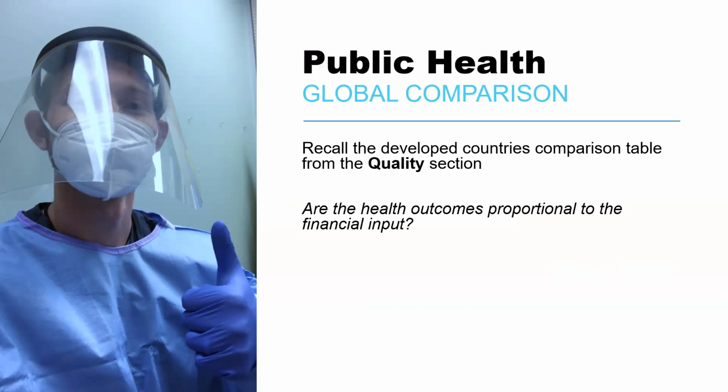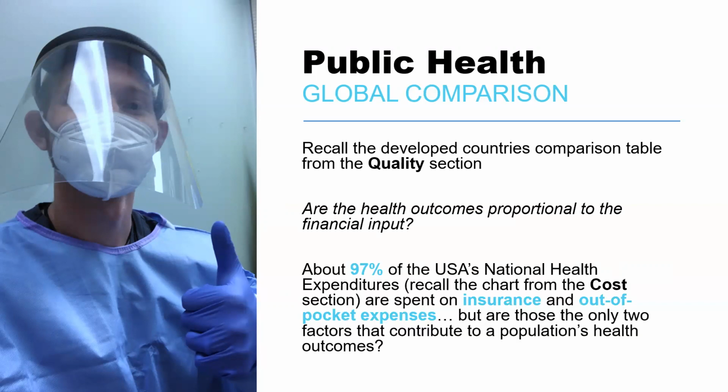So are those health outcomes proportional to the financial input? Remember, we pay twice as much as other countries for our healthcare. So we're paying twice as much, and then we've got the worst health outcomes. So just to put that into perspective, as far as public health is concerned, about 97% of national health expenditures in America are spent on insurance and out-of-pocket expenses, not on public health. So very little is spent on public health.